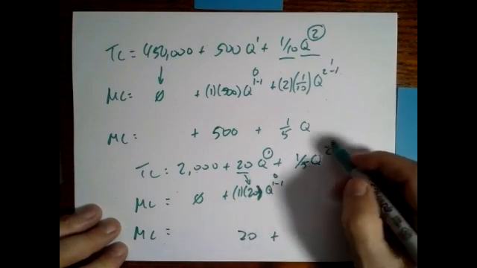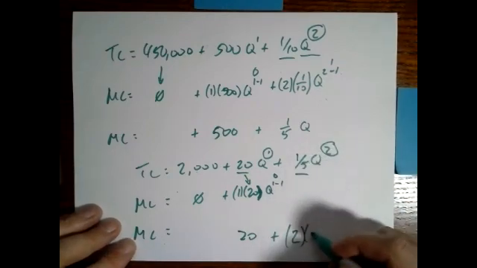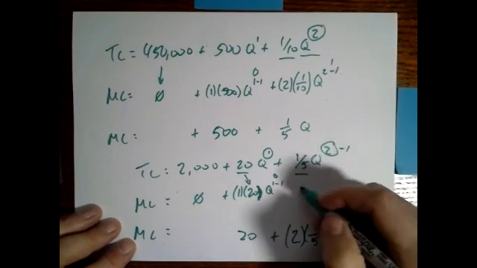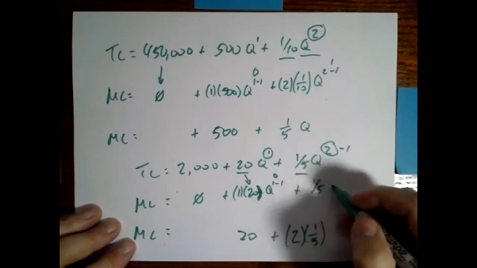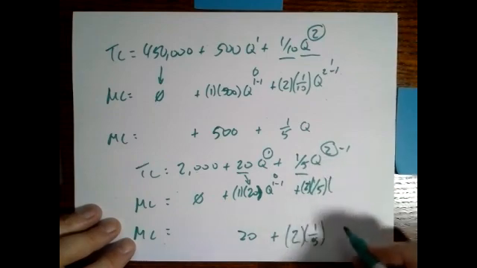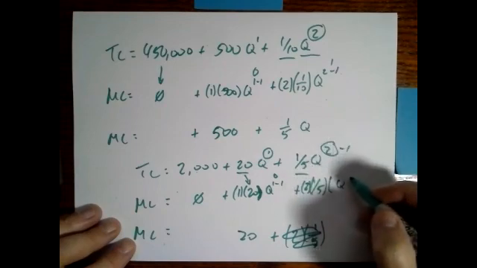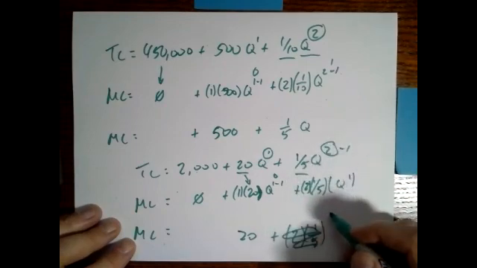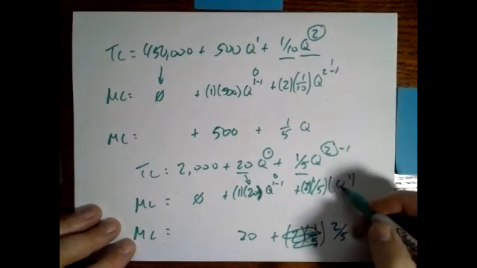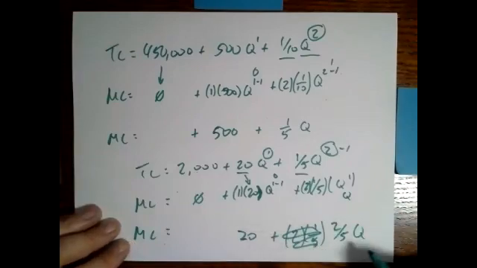Then we look here, we say, okay, we'll bring down the 2, bring down the 1/5. Then I'm going to subtract 1 here. 2 times 1/5. I shouldn't have brought that all the way down. Sorry. 2 times 1/5 times Q to the 2 minus 1 is 1, Q to the 1. So we've got 2/5 Q, because Q to the 1 is just Q. So 20 plus 2/5 Q.